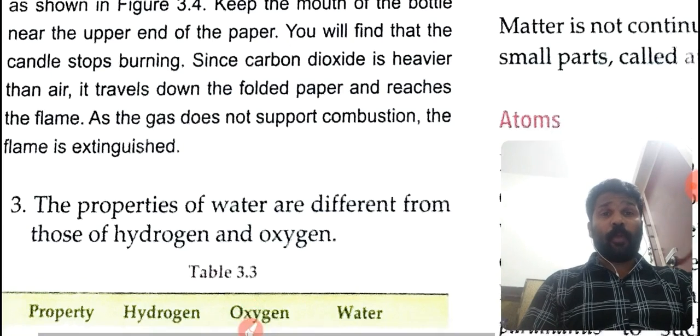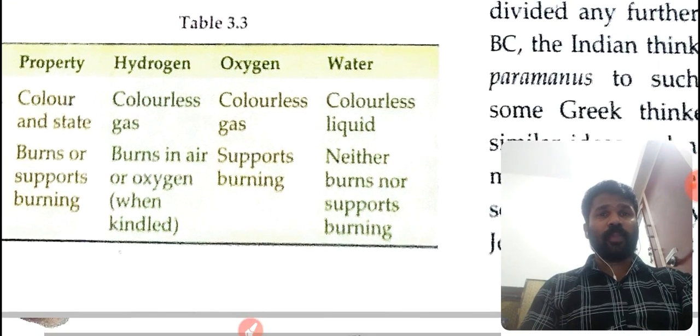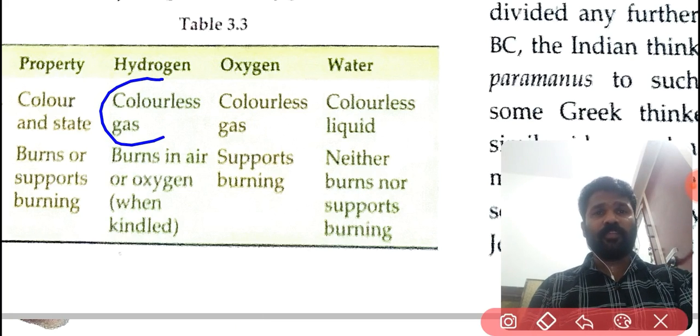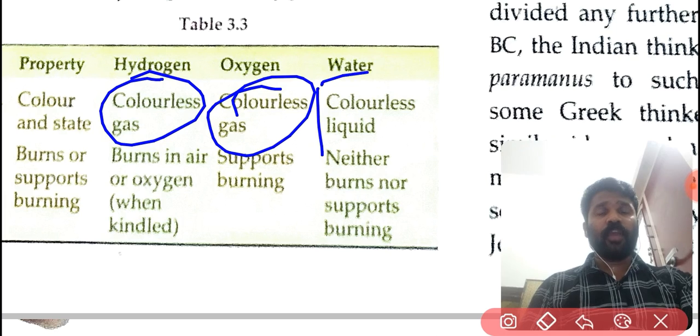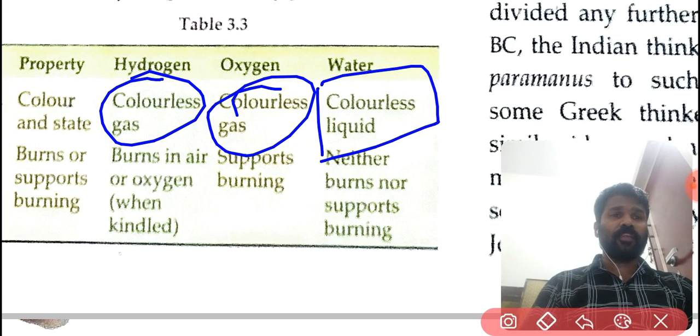The properties of water are different from those of hydrogen and oxygen, like carbon dioxide. Here we can see the properties of hydrogen and oxygen and also the product, water. In case of color and state, hydrogen is a colorless gas, oxygen is also a colorless gas, but by the combination of hydrogen and oxygen we get a colorless liquid, that is water.